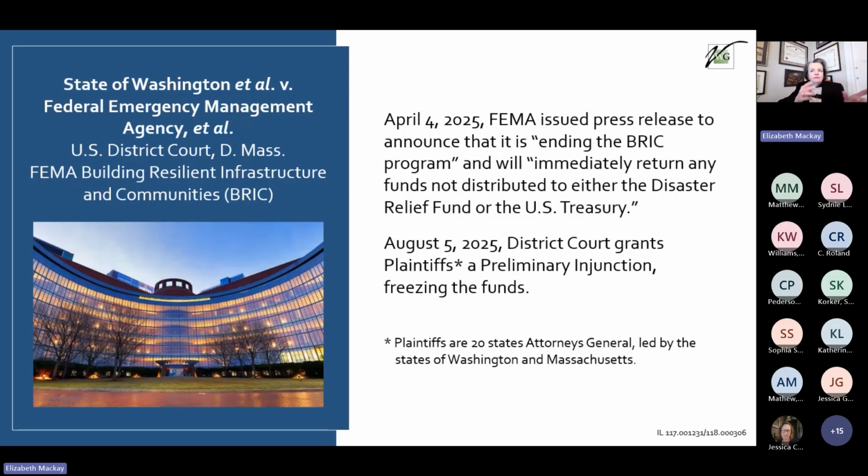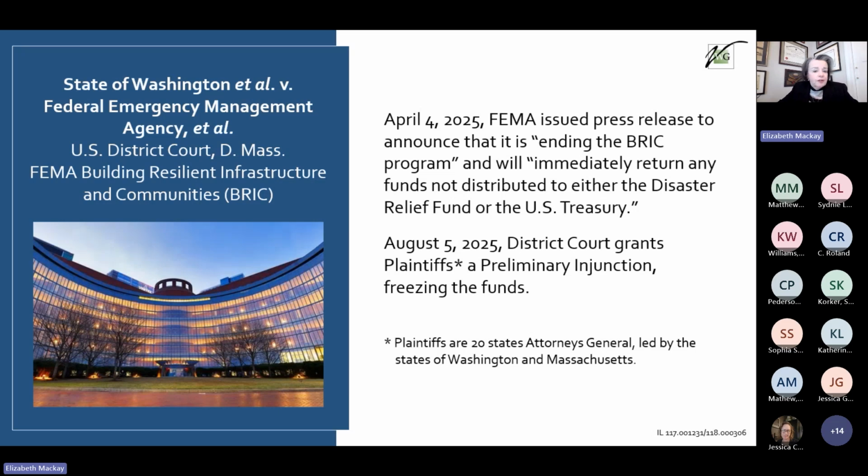So, in terms of the judiciary, and some examples there, I'd like to walk us through a case that was pretty much resolved, it looks like, and that was the State of Washington versus Federal Emergency Management Agency, or FEMA. This came to the district court in Massachusetts, and it was concerning the FEMA Building Resilient Infrastructure and Communities, or the BRIC program.